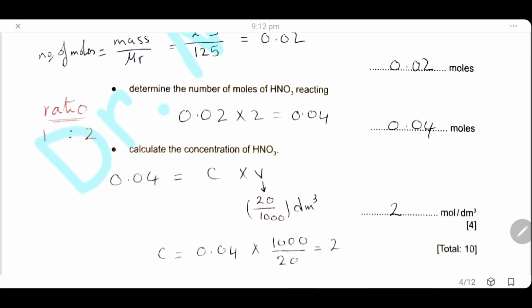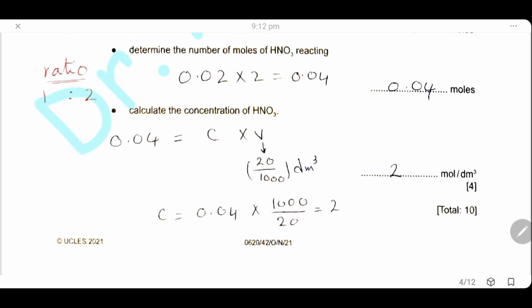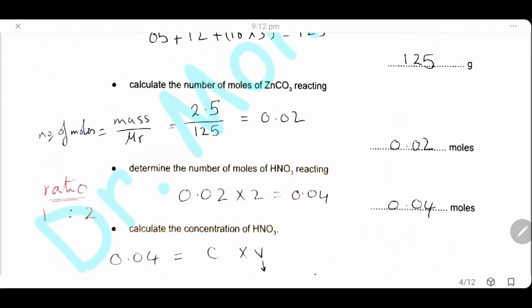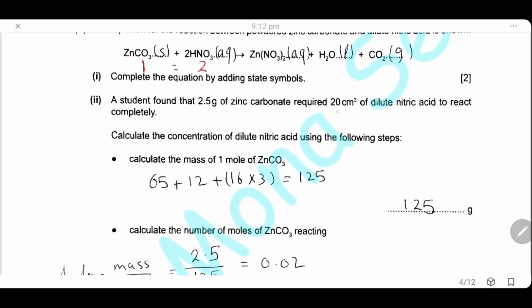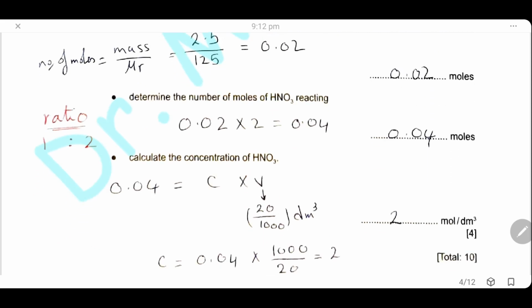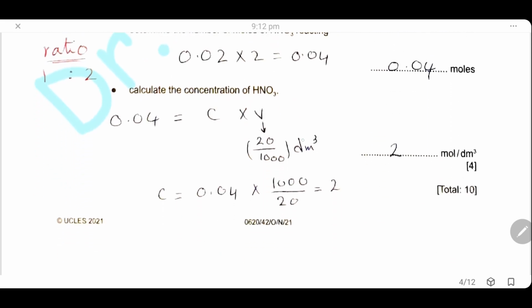Then to calculate the concentration of nitric acid, number of moles equals concentration multiplied by volume in dm³. So we will divide the volume of nitric acid, which is 20 cm³, by 1000 to get it in dm³. Then from this equation we will get the concentration: 0.04 divided by the volume, it will be 2 mole per dm³.